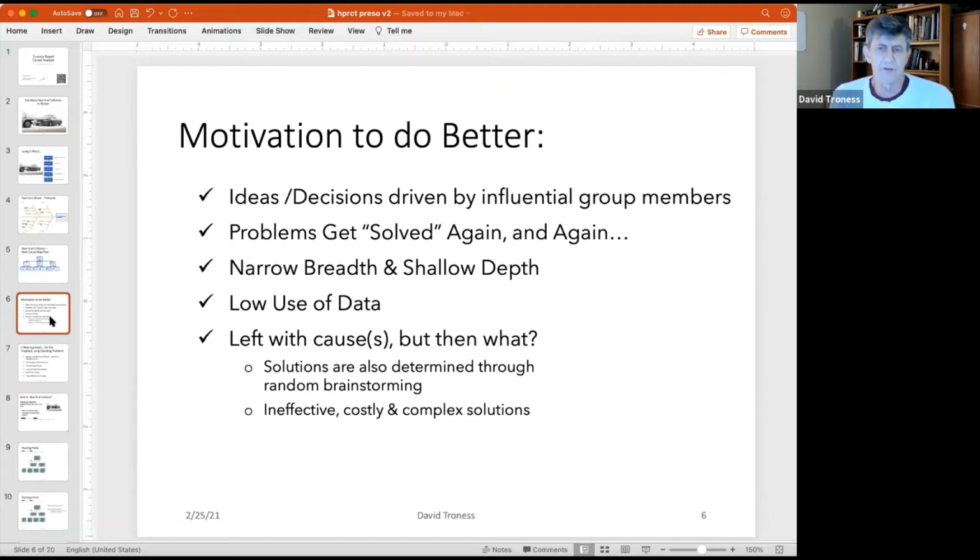Unfortunately, I've also seen too much of just, okay, what do we do? Let's brainstorm some ideas. I think of that as the caveman approach. It's not for a serious, long-standing problem where lives are on the line or millions and millions of dollars. That's not the approach to take, in my mind. So we end up with ineffective, costly, and quite often pretty complex solutions.